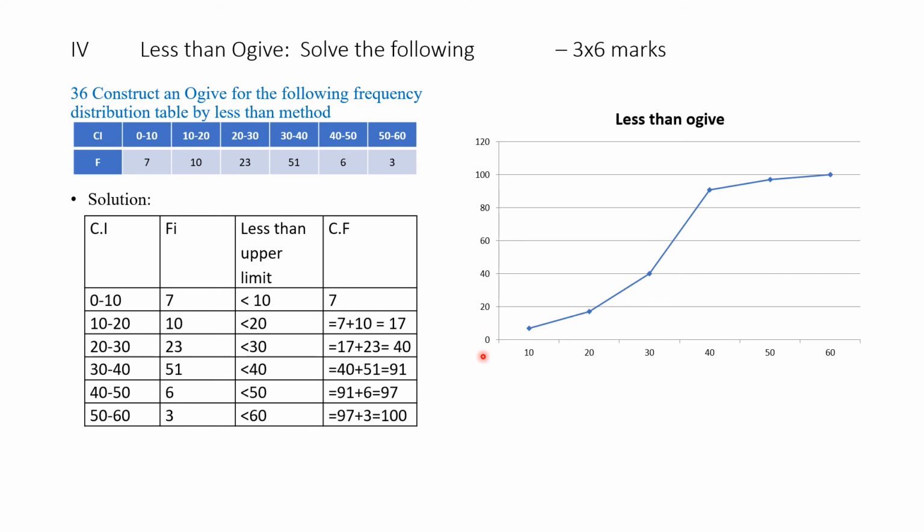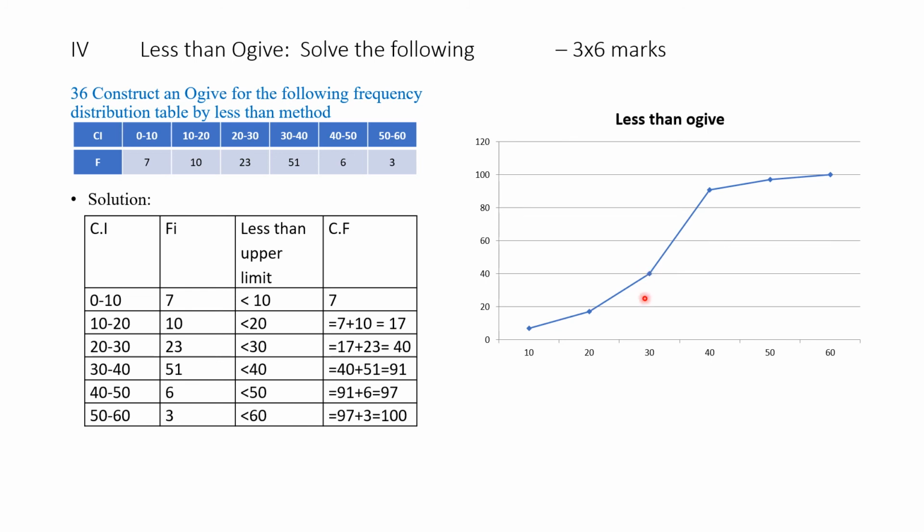Therefore, less than 10 is what? 7. So here you mark 7. This point is 7. Less than 10 is 7. And less than 20 is 17. This point here you mark 17. And less than 30 is 40. So there you see it is exactly 40 here.